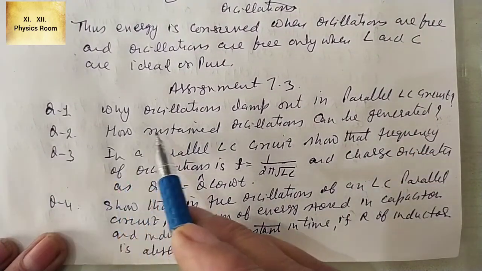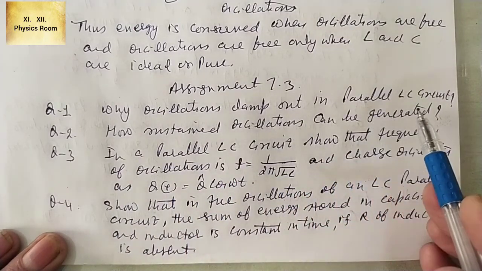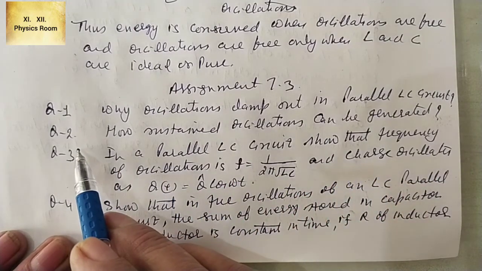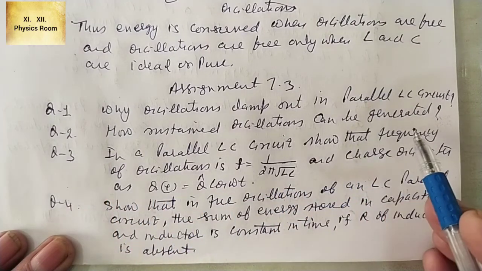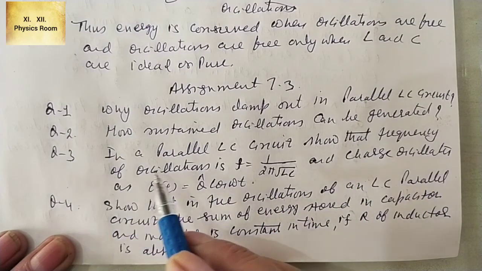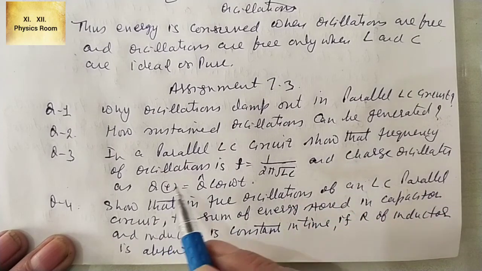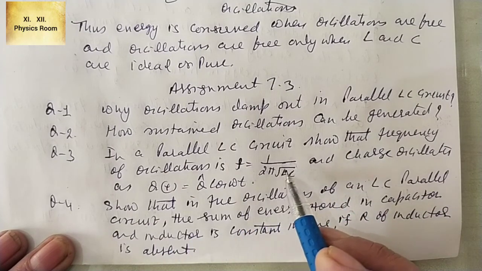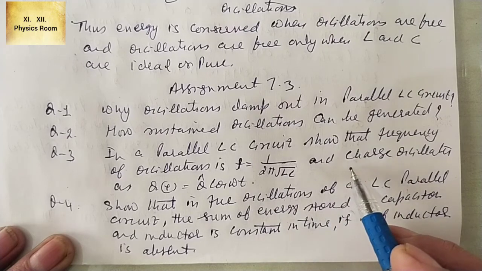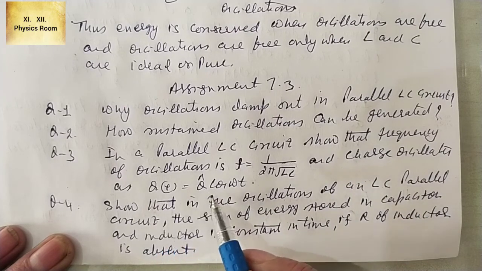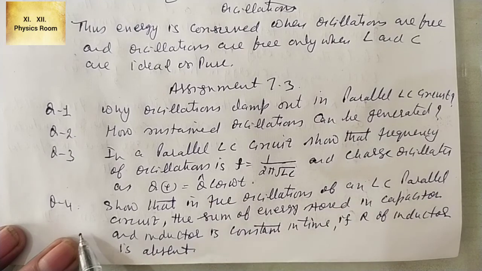Now assignment 7.3. Question number 1. Why oscillations damp out in parallel LC circuit? Question number 2. How sustained oscillations can be generated? Question number 3. In a parallel LC circuit, show that frequency of oscillation is f equal to 1 by 2 pi root LC and charge oscillates as Q(t) is equal to Q max cos omega t. Question number 4. Show that in free oscillations of an LC parallel circuit, the sum of energy stored in capacitor and inductor is constant in time if R of inductor is absent.